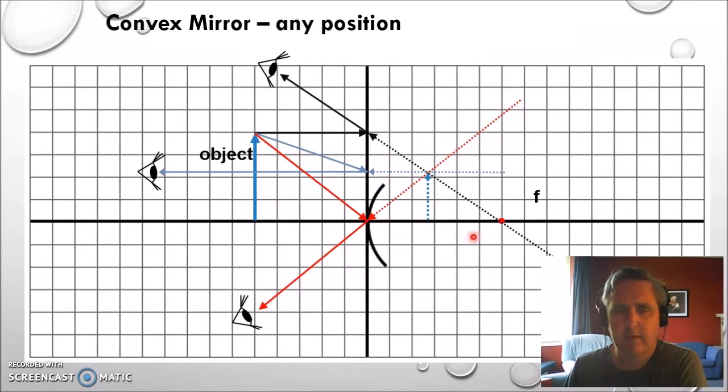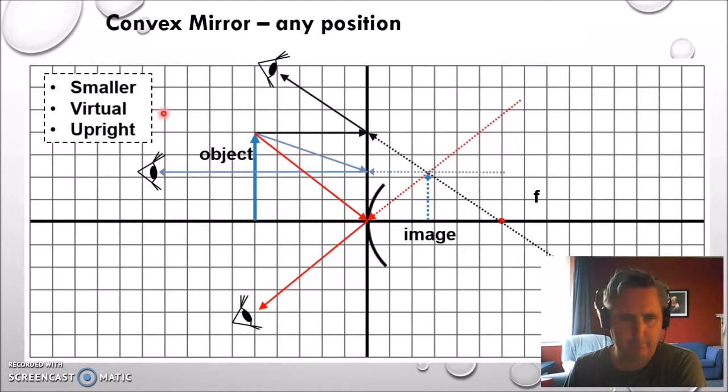There it is. Now, because our image is on the opposite side of the mirror to the object, it's not real, and it's called a virtual image. So when we go to describe this image, we say that it is smaller or diminished, it is virtual because it's on the other side of the mirror, and it's upright. Any time you have an object on the left-hand side, the image is always going to appear smaller, virtual, and upright for a convex mirror.